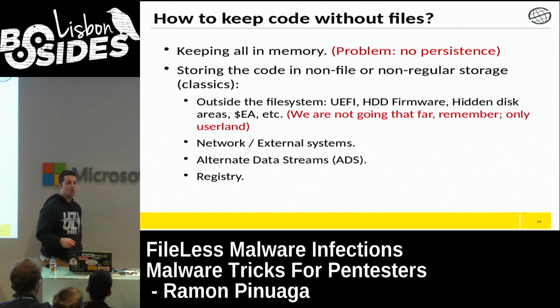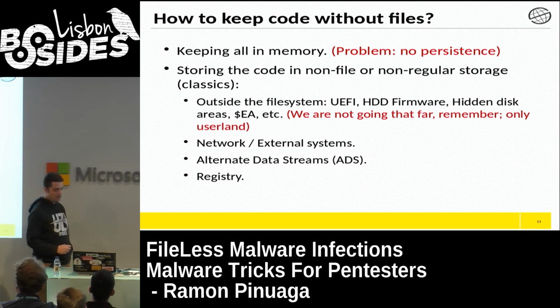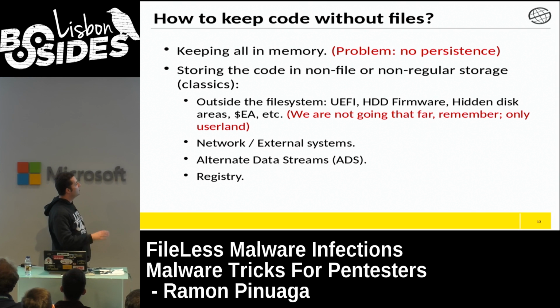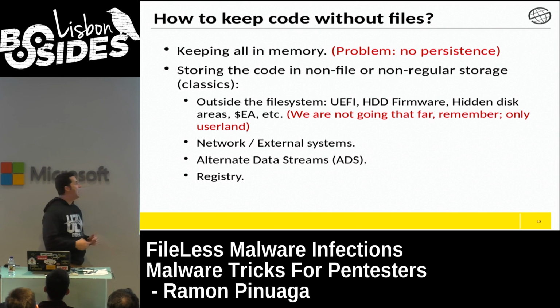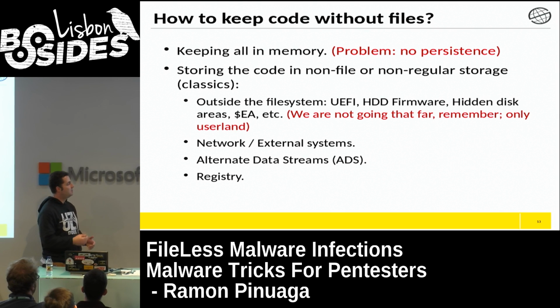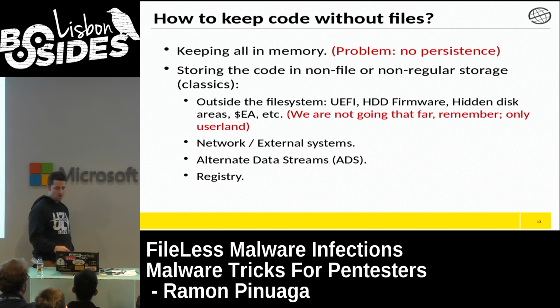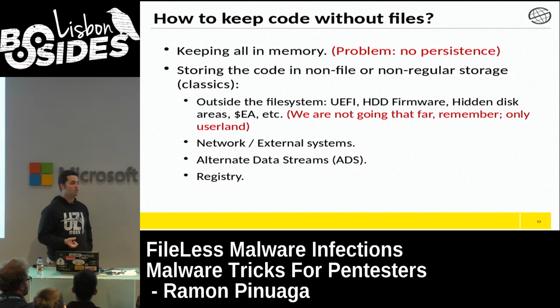We can also store the code in non-file or non-regular file storage. For example, the registry, as I said before, is a typical place where malware can hide. So where can we hide code that is not the file system? For example, we can hide code outside the file system, in the UEFI, in the HDD firmware, in hidden areas. But for this kind of hiding, we need rootkit capabilities. We can't do it from userland. So for this talk, this kind of hiding is not interesting.